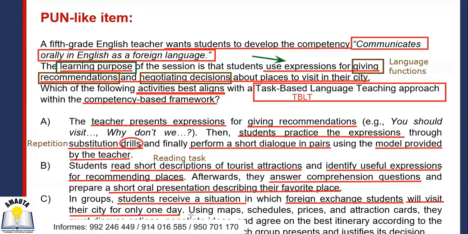Using maps, schedules, prices, and attraction cards, they must discuss options, negotiate ideas. Remember the second language function, negotiating decisions. And then agree on the best itinerary according to the visitor's interest and budget, of course. Here we have the second function. Finally, each group presents.